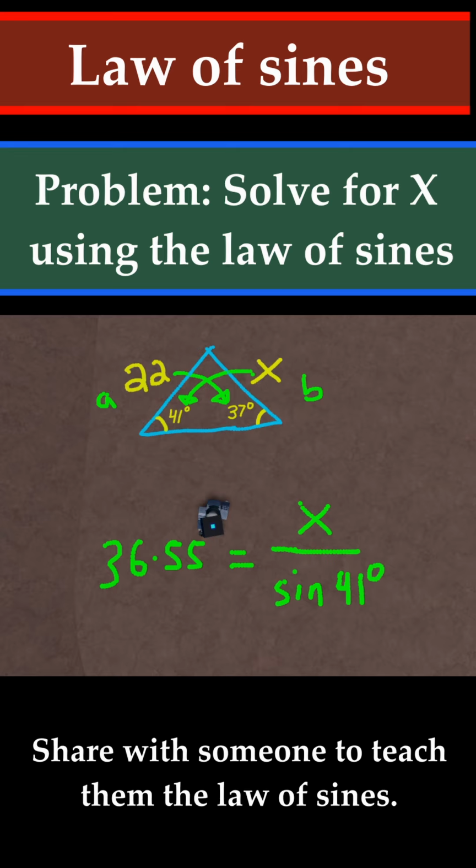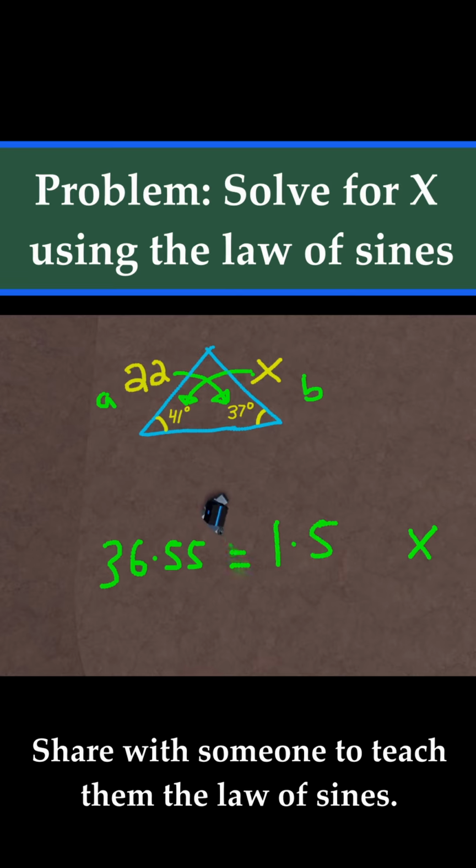I'm going to rewrite this to make it a little easier to see what I'm going to do. I'm going to write this as 1 over sine 41 times x. This is the same exact thing. So now just do 1 divided by sine 41, and that'll give us the coefficient on x. So take out your calculator and do 1 divided by the sine of 41. If you do that, what you should get is that the coefficient on x will be 1.524. Then now, to solve for x, just divide by the coefficient, which is 1.524.